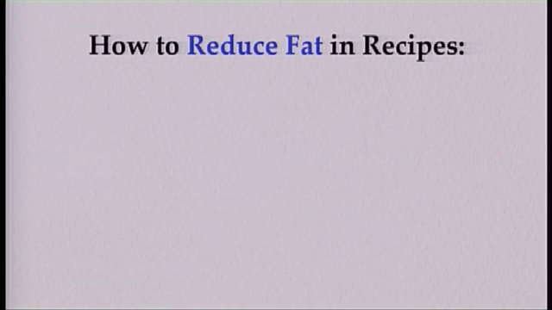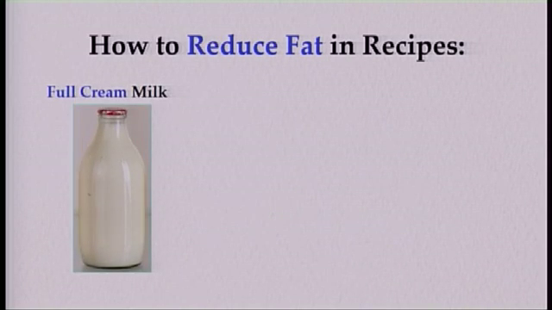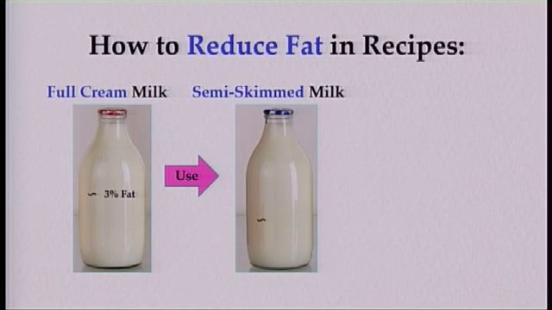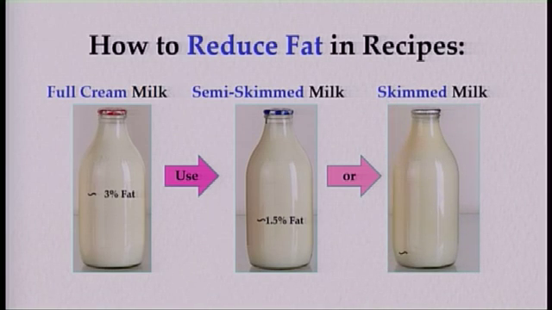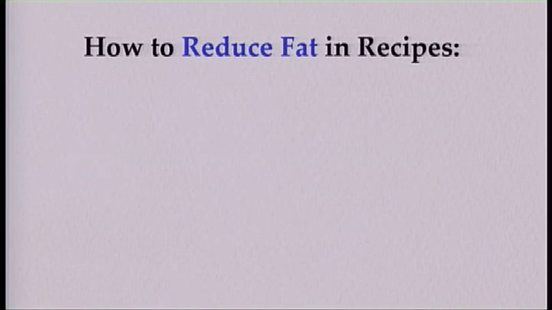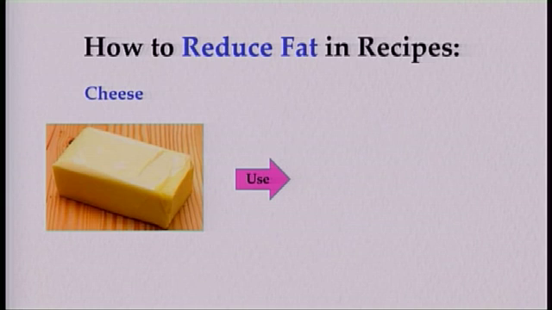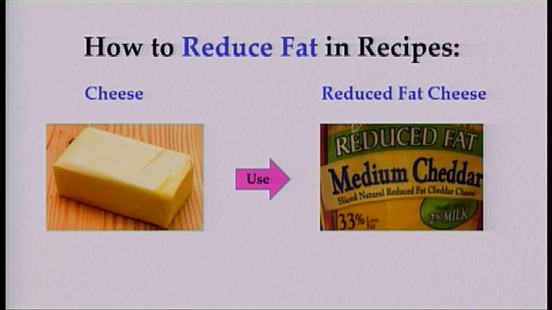Now let us look at how to reduce fat in recipes. If you need to use full cream milk in a recipe which contains about 3% fat, you can use semi-skim milk instead, as it contains only about 1.5% fat. Or you can opt for skim milk, as it contains only about 0.1% fat. Another way of reducing fat in recipes, if you need to use cheese, you can opt for reduced fat cheese.